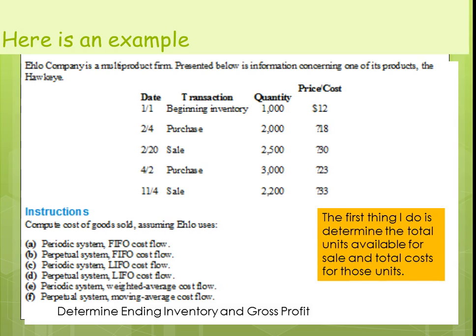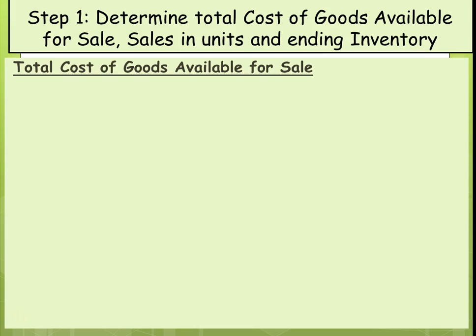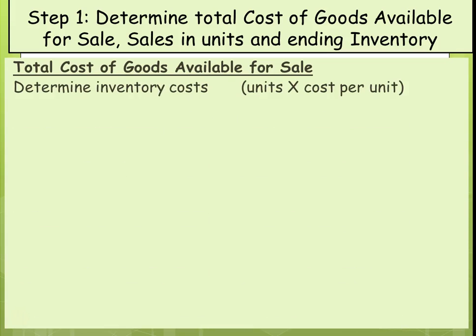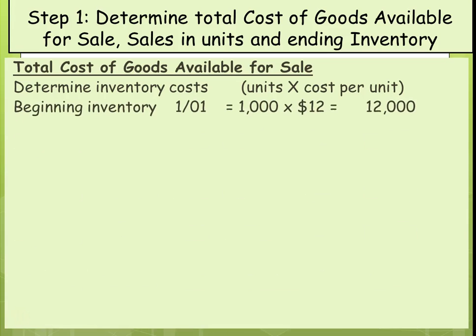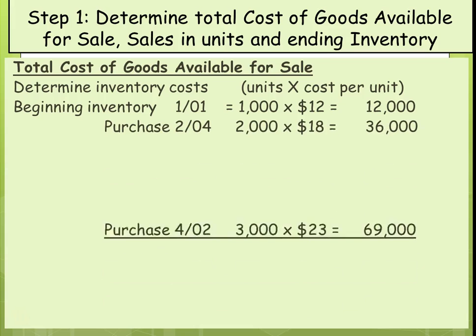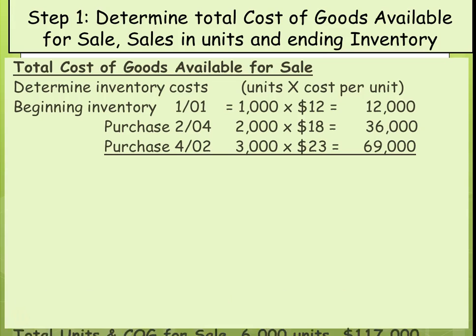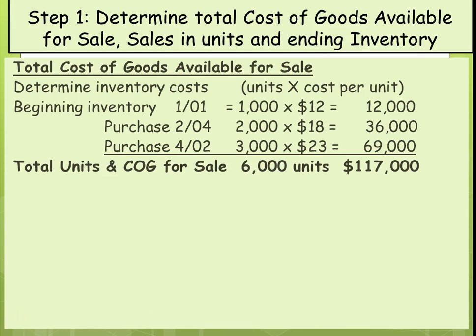Now, the first thing I do is figure out what are my total units available for sale and my cost of goods available for sale. So I'm going to rearrange this information. I'm going to take the units and when the transaction occurred that are associated with inventory itself times the cost to get the total cost associated with that specific purchase. We had a purchase on 2-4 of 2,000 units. We had another purchase on 4-2. So we have total units available for sale of 6,000 with a total value of 117,000.